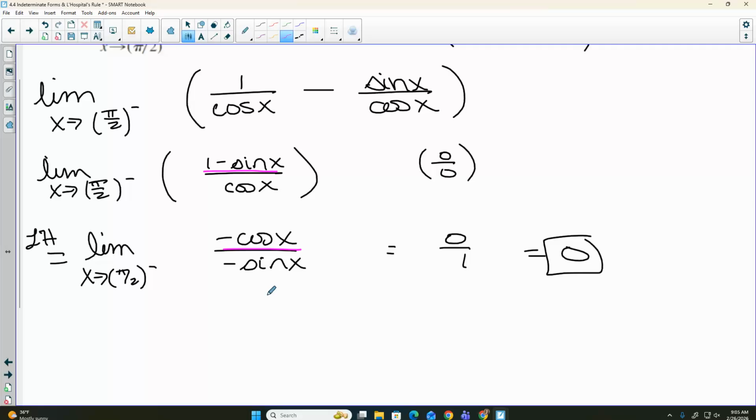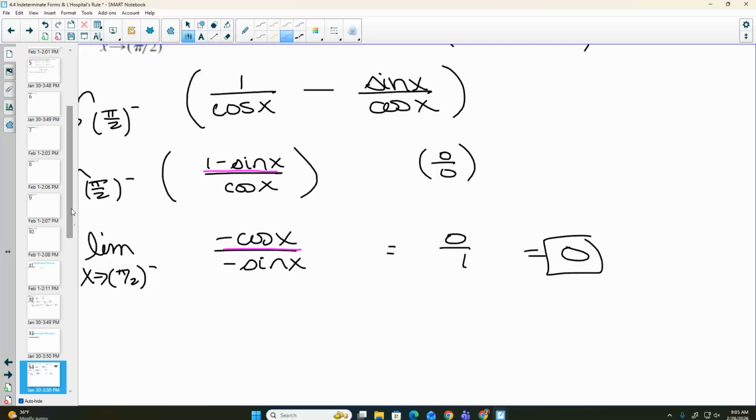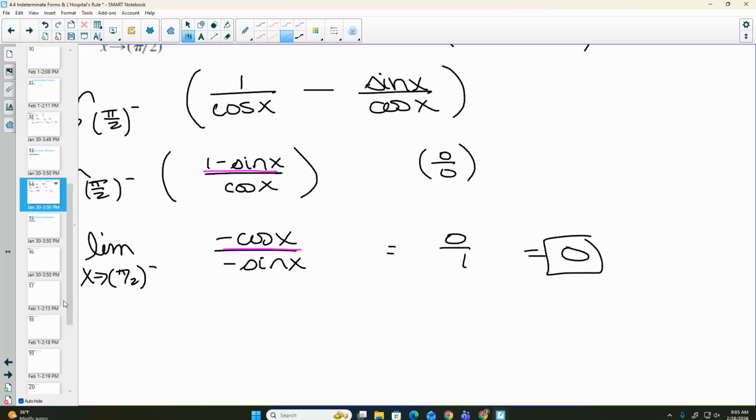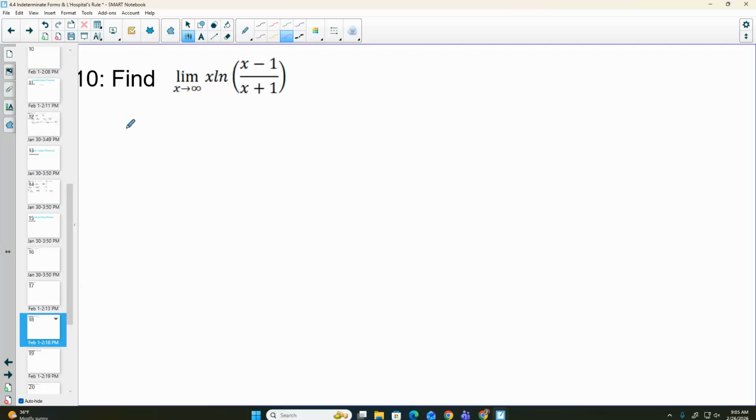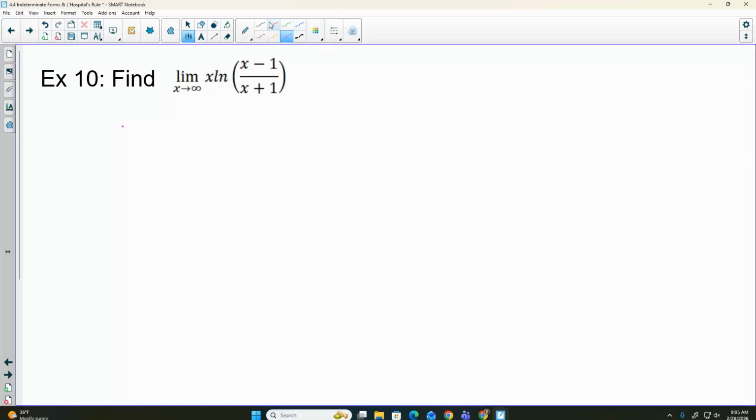Okay. I want to jump to example 10. I'm going to save the indeterminate powers for tomorrow. We're just going to practice these two a little bit more.